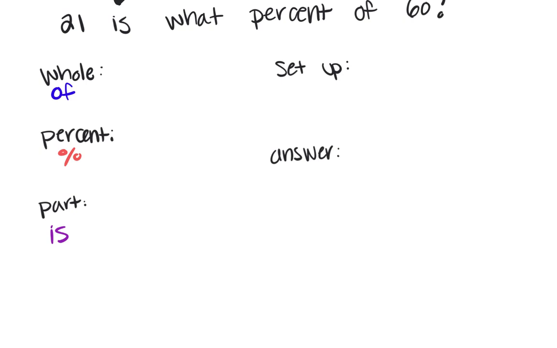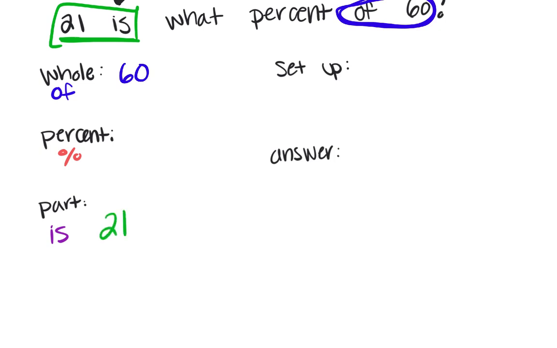So now I just have to decide what numbers go with those. So I see that of 60 is right there, and that's my whole. It's out of 60. Then also with 21. 21 is connected to is, so that's going to be my part. And then it says what percent? The percent is the thing I don't know. So if there's a thing I don't know, I'm going to put a question mark.